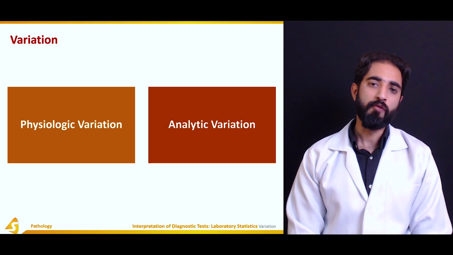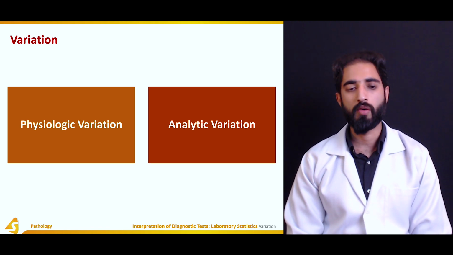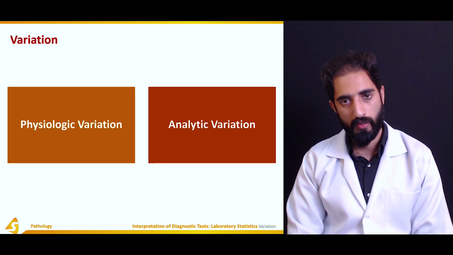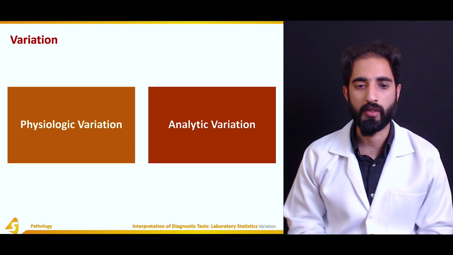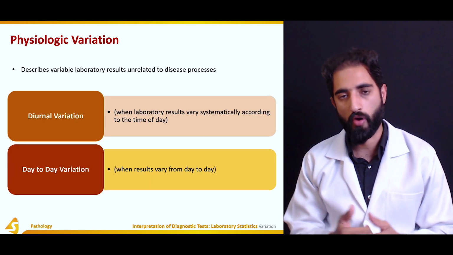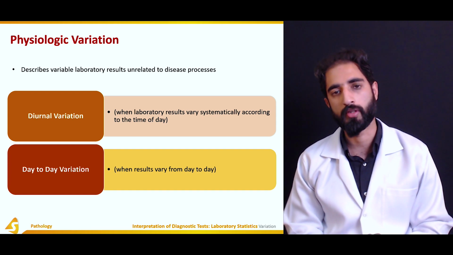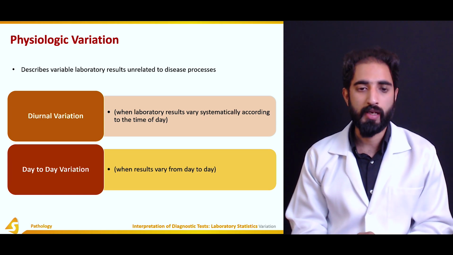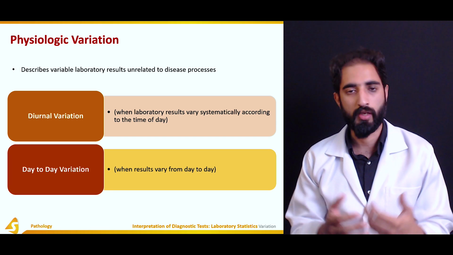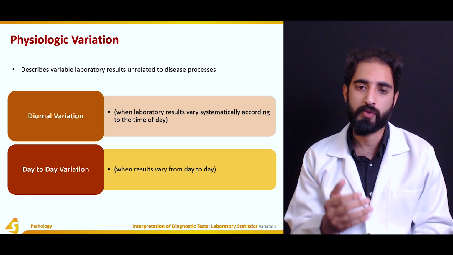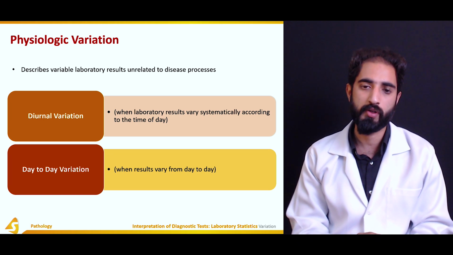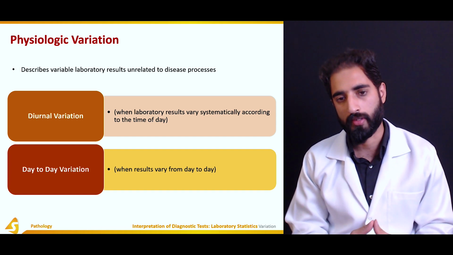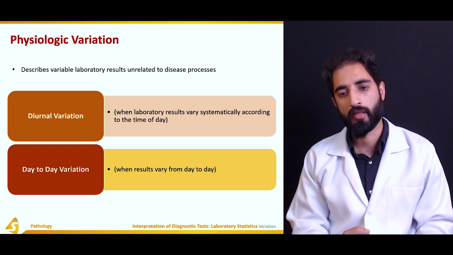So let's start off with the physiologic variation. Physiologic variation describes variable laboratory results unrelated to disease processes. For example, if we perform any laboratory finding or an outcome measurement on a person, that individual can give us different laboratory results at different times, even if the same test is performed on the same individual, because it depends on different types of normal physiological processes as well, and is not related to a disease.